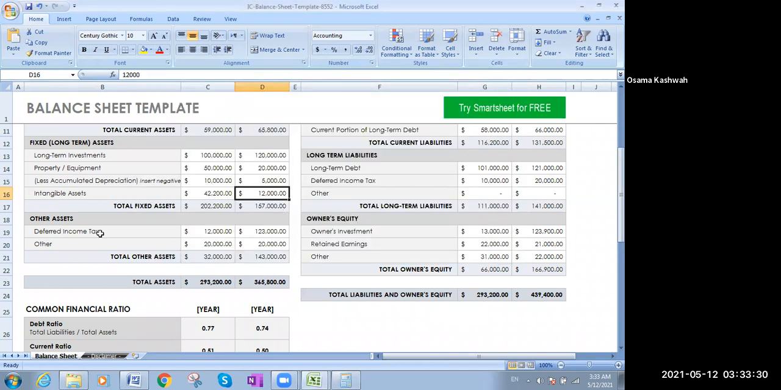I will put here, in the intangible assets, instead of this number, 85,600. I'll check how the balance will be. Exactly, it became 439,400, like here, and for the year 2022, 293,000 to 293,000 as well.